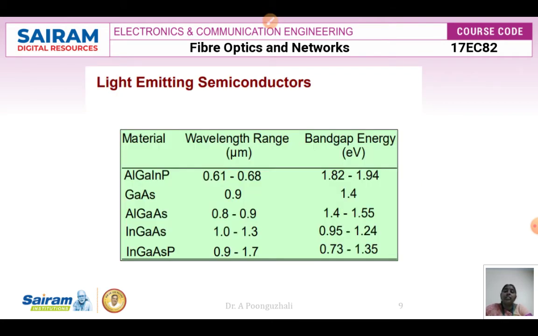For your light emitting semiconductors, we can use different materials. The different materials are going to have different wavelength ranges and band gap energies. Aluminum gallium indium phosphide is going to have a wavelength range of 0.61 to 0.68, and the band gap energy is going to be 1.8 to 1.94. When I use indium gallium arsenide phosphide, it is going to have a wavelength range of 0.9 to 1.7, and the band gap energy is going to be 0.73 to 1.35. So for different materials, we have different wavelength ranges and different band gap energy ranges. These are the different materials used in light emitting semiconductors.